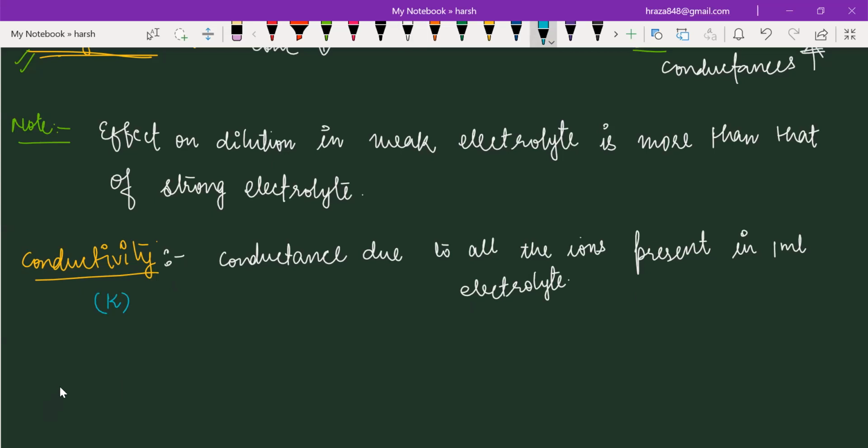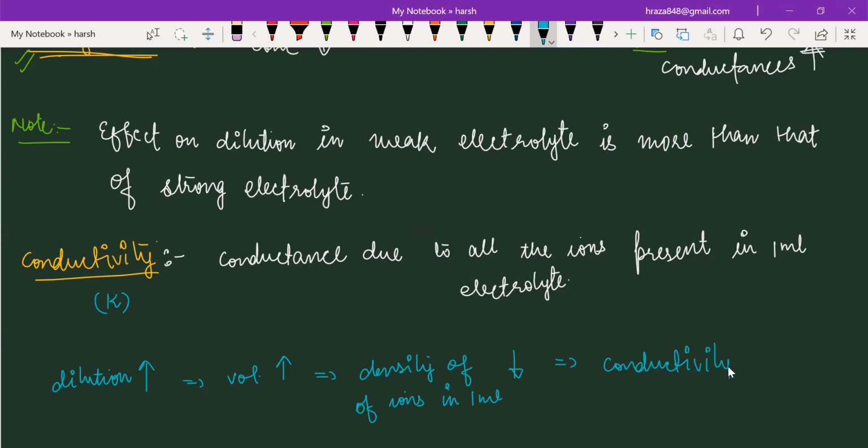Now see what happens if you increase the dilution. That means if you add water or solvent, what happens here? The volume increases, and if volume increases, density will decrease or not? It decreases, because density is inversely proportional to volume. That's why here conductivity decreases. Conductivity decreases on dilution. Are you getting my point? Yes, sir.